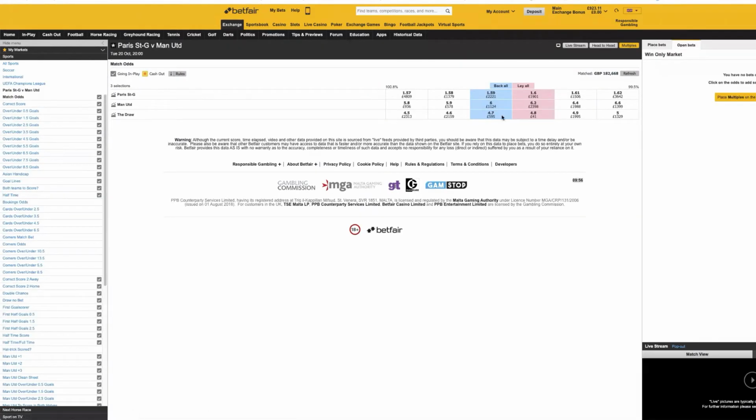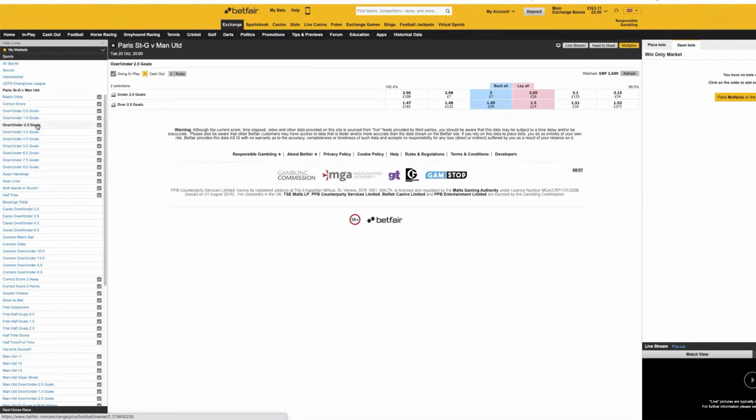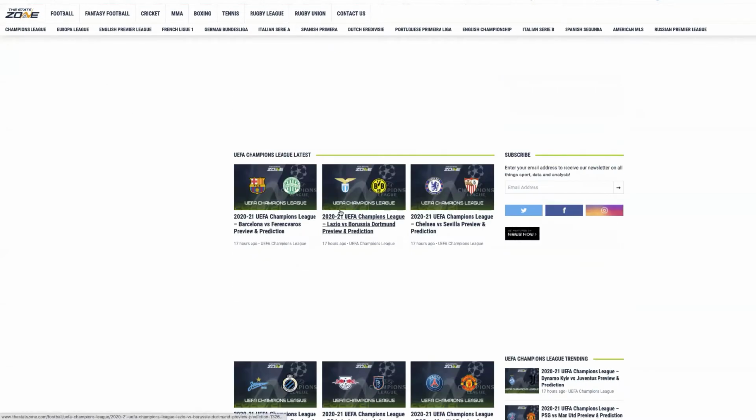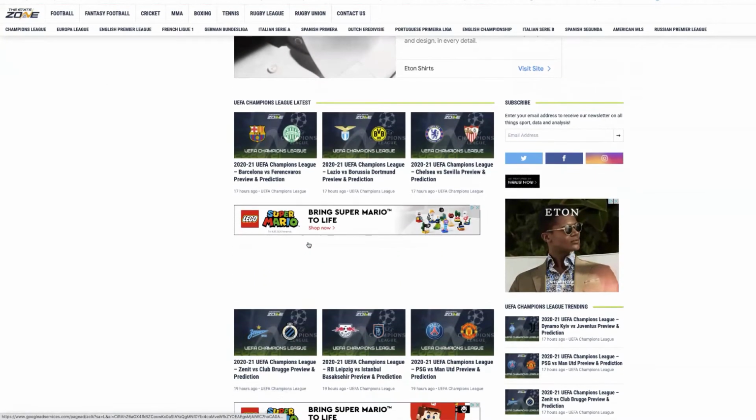PSG, so they're 1.60. I'm not sure that's a good price when you've got so many players out. Let's have a look at the goals. 1.50. Wow, they're expecting plenty of goals in this one. We'll go and see what this other site says. They don't say very much, do they? But we'll go and have a look anyway.